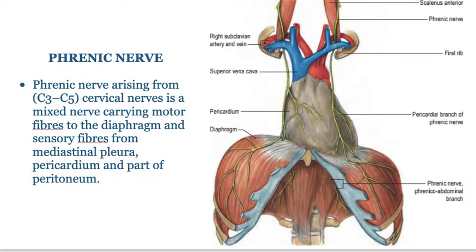Now the phrenic nerve. The phrenic nerve, arising from C3 to C5 cervical nerves, is a mixed nerve, carrying motor fibers to the diaphragm and sensory fibers to the mediastinal pleura, pericardium, and part of the peritoneum as well.